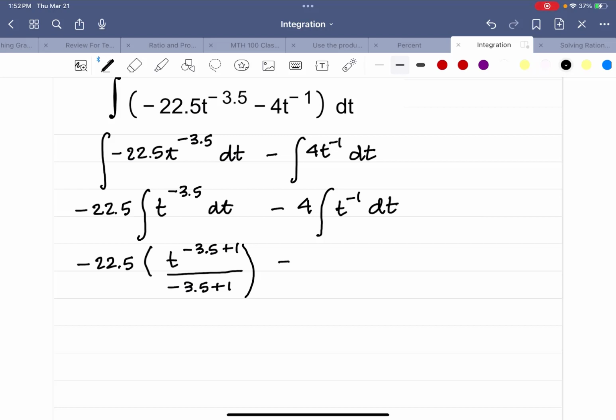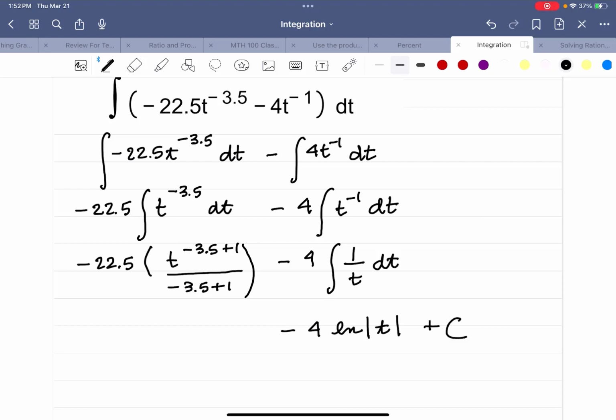Now here, we have to recognize that this is the integral of 1 over t dt, and that means this part of the function was a natural log function. And don't forget, once I take the antiderivative, there's got to be a plus c out here.